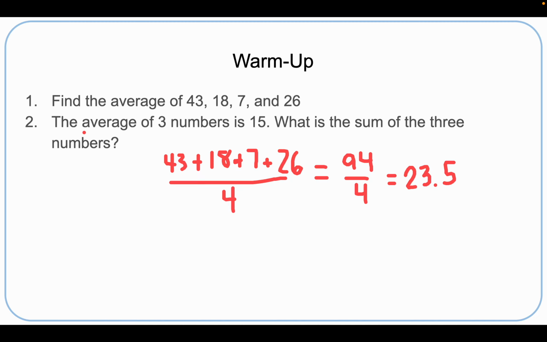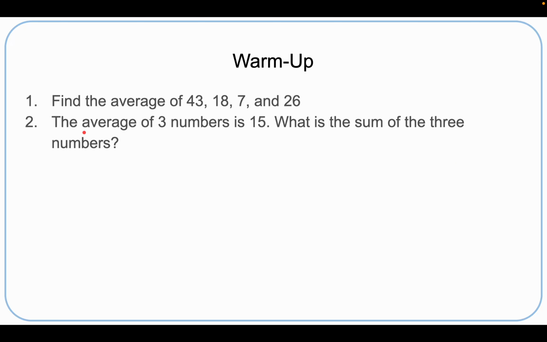Okay, and then number 2, the average of three numbers is 15. What is the sum of the three numbers? So if three numbers, when you add them up together, and you divide it by 3, you get 15, then the three numbers must add up to 3 times 15, which is 45. Even though we don't know what each particular number is, we do know that they add up to 45 because when you divide that by 3, you get 15.